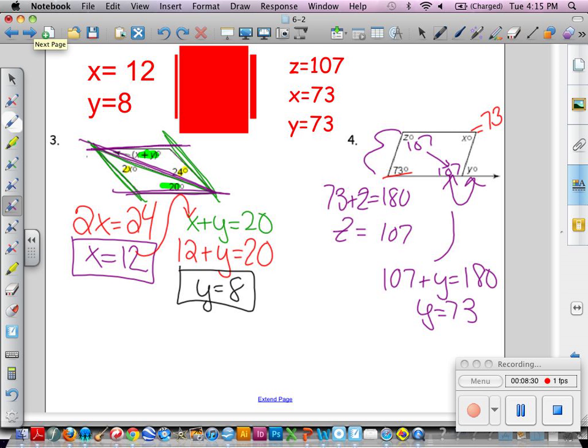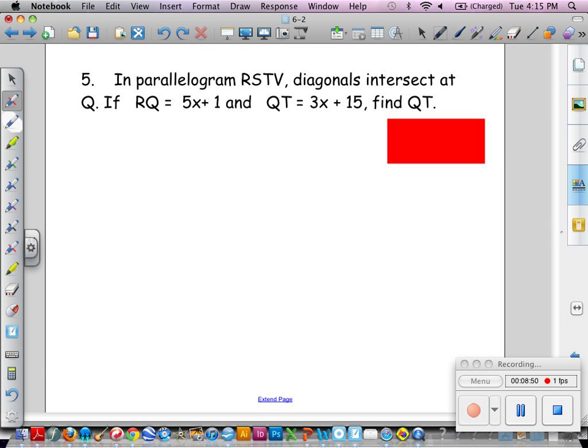107 plus y is 180. Y is 73. Some students might extend this line and say this line and this line are parallel. There's your transversal. These are alternate interior, and they're equal. So y is 73. Two ways to work that problem. Moving on to number 5. Pause the video for a minute and try number 5 on your own.